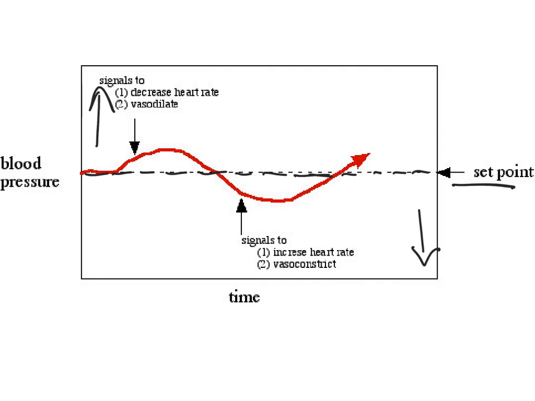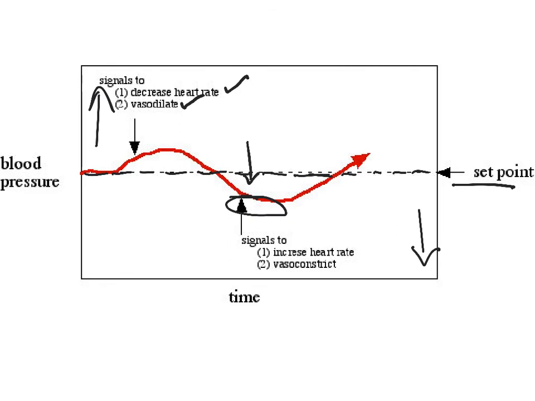So what happens in the body is that signals, when the blood pressure gets too high, signals, enzymes in the blood cause a decrease in heart rate. And that also causes blood vessels to vasodilate, and that means they dilate, they get larger. And when those blood vessels get larger, blood pressure goes down.